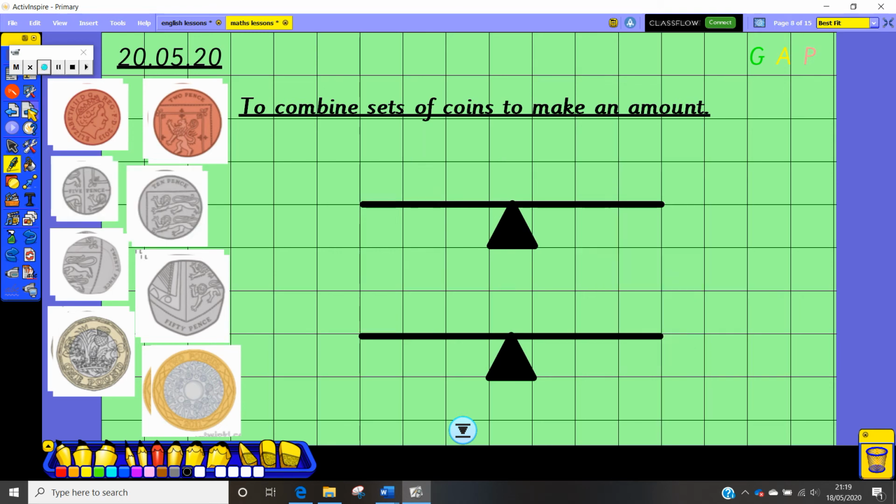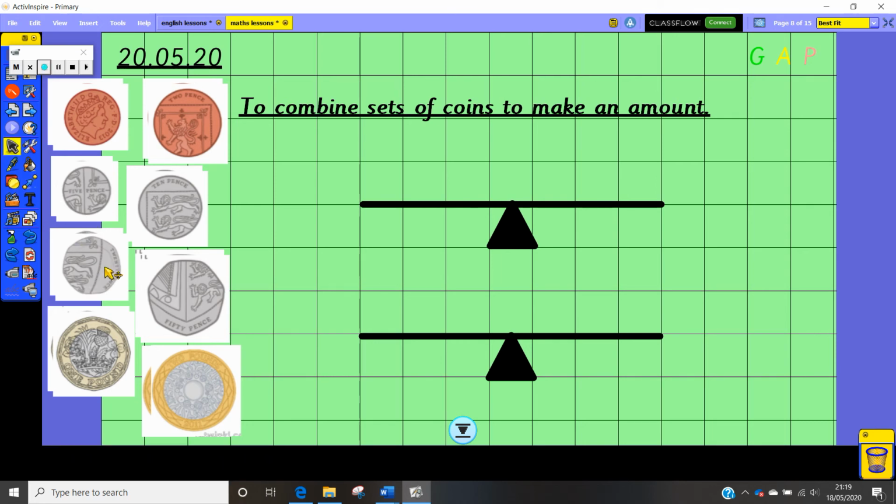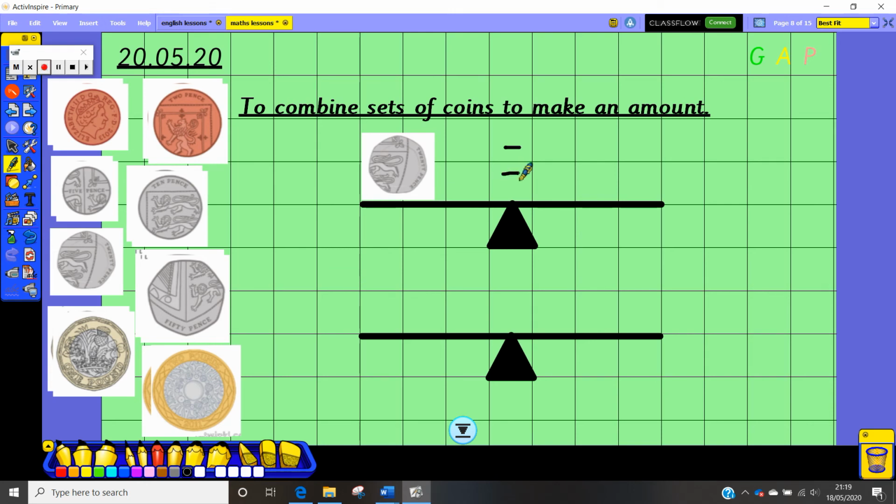So let's have a look on the next scale. So this time we're going to make it a little bit trickier because we're going to make 20 pence. So I'm going to put 20 pence on the end of my scale. Pause the video now and see if you can get the scales to balance with 20 pence on the other side of the scale. If you can come up with different ways of doing it, absolutely brilliant. Write them in your books.